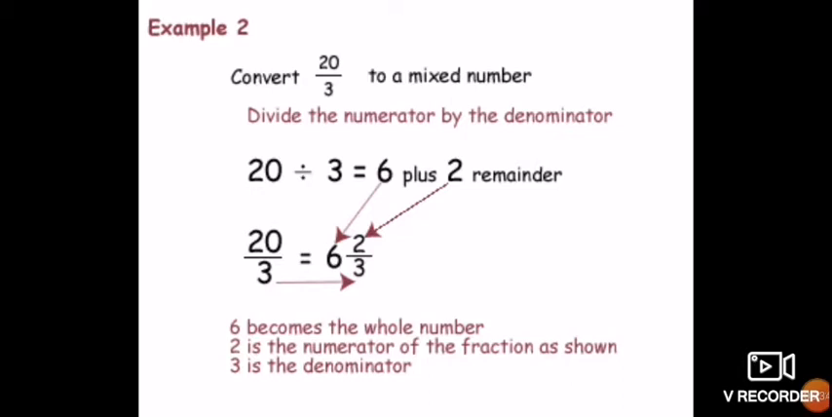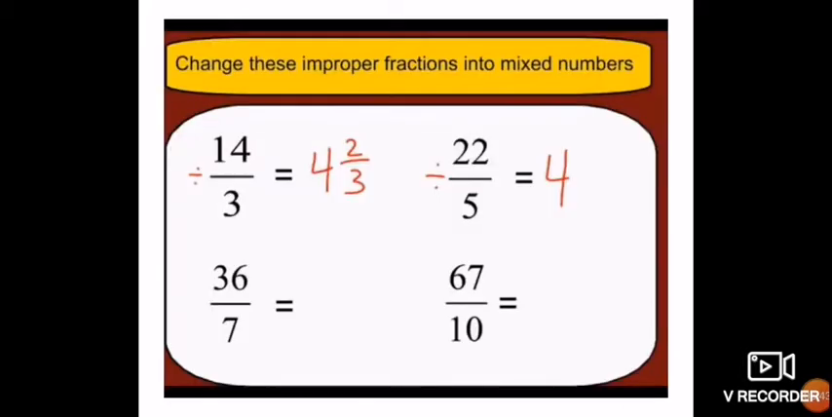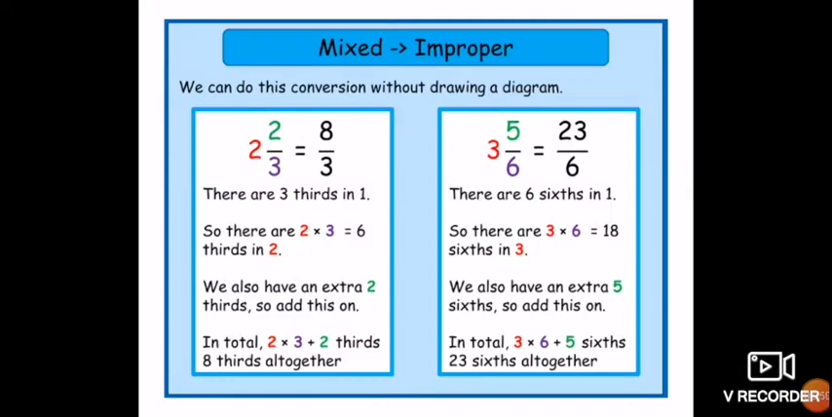Now we will see how you convert a mixed number into an improper fraction. Here we have this exercise also to practice this. When a mixed number is given to you, how will you convert it into an improper fraction? We will see this. We can do this conversion without drawing a diagram. How can you do it? Now what are the steps?